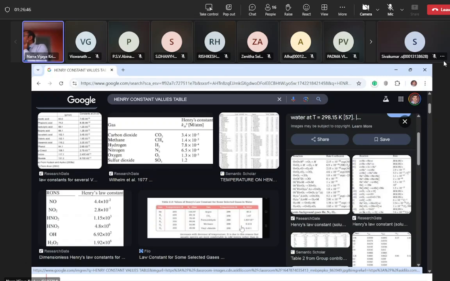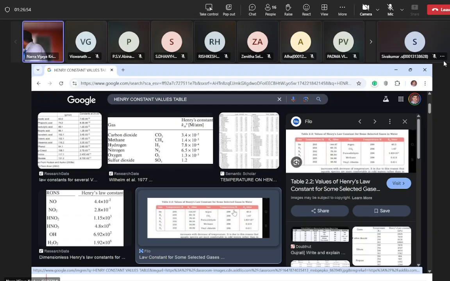Do we have different values? No, they have given only one KH value. No, that depends upon temperature. 290, 298, different temperatures. But I want different values at the same temperature.